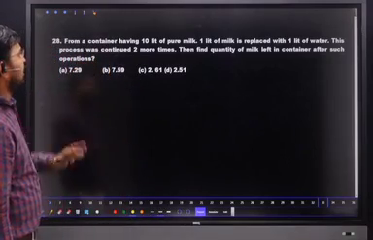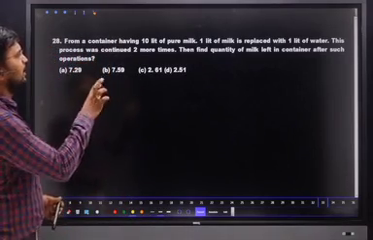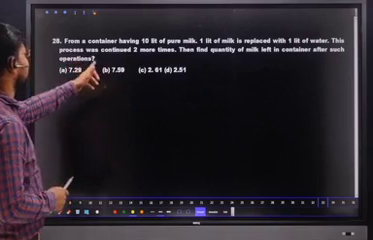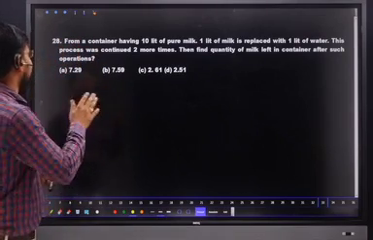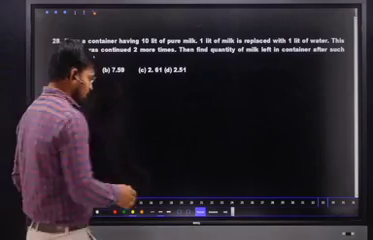From a container having 10 liters of pure milk, 1 liter of milk is replaced with 1 liter of water. This process was continued for 2 more times. Find the quantity of milk left in the container after such operations.